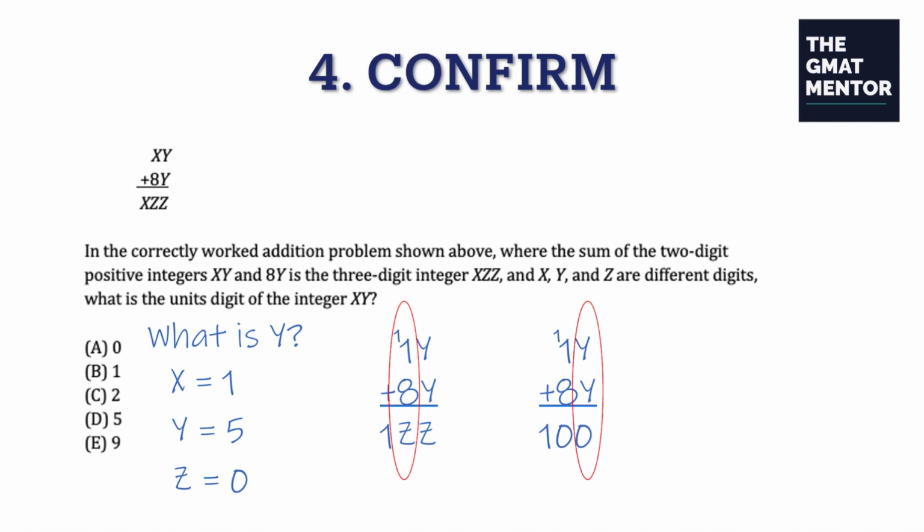Finally, step 4, confirm your answer. It's easy enough here to do a final check by plugging everything back in, which of course gives you 15 plus 85 equals 100. But the most important thing to do is to make sure you answer the right question.